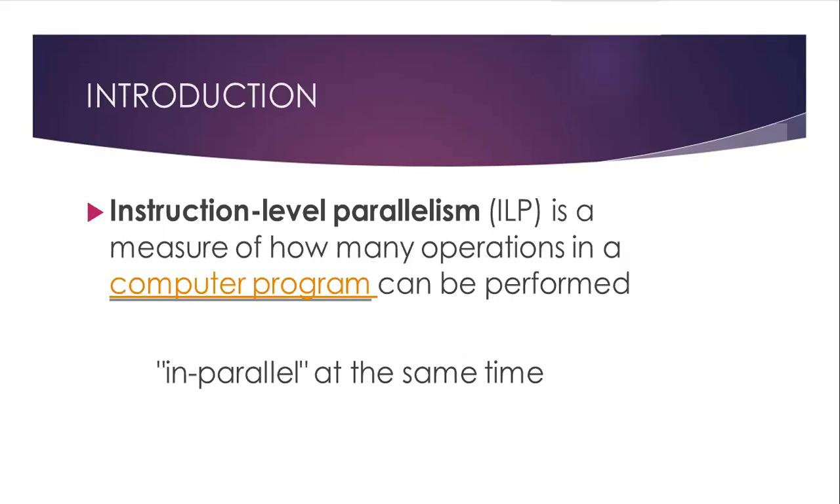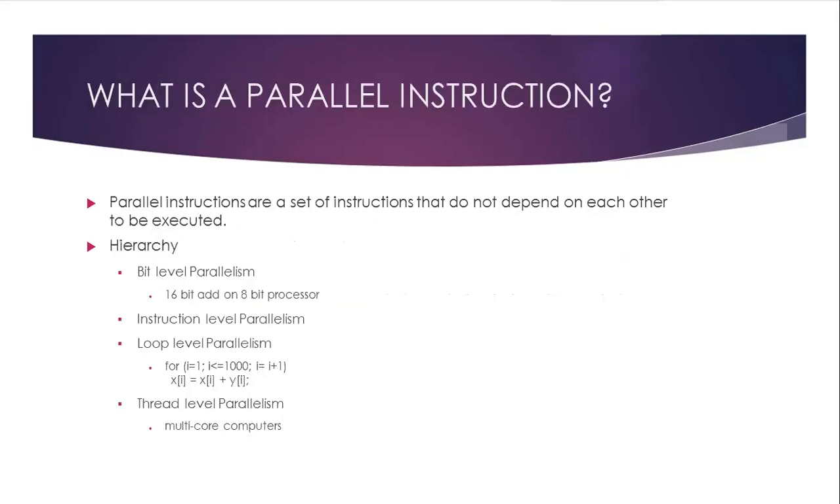What is ILP? ILP is a measure of how many operations in a computer program can be performed at the same time. In parallel means at the same time, how many operations in a computer program can be executed or performed at the same time. What is parallel instruction? Parallel instructions are a set of instructions that do not depend on each other to be executed.